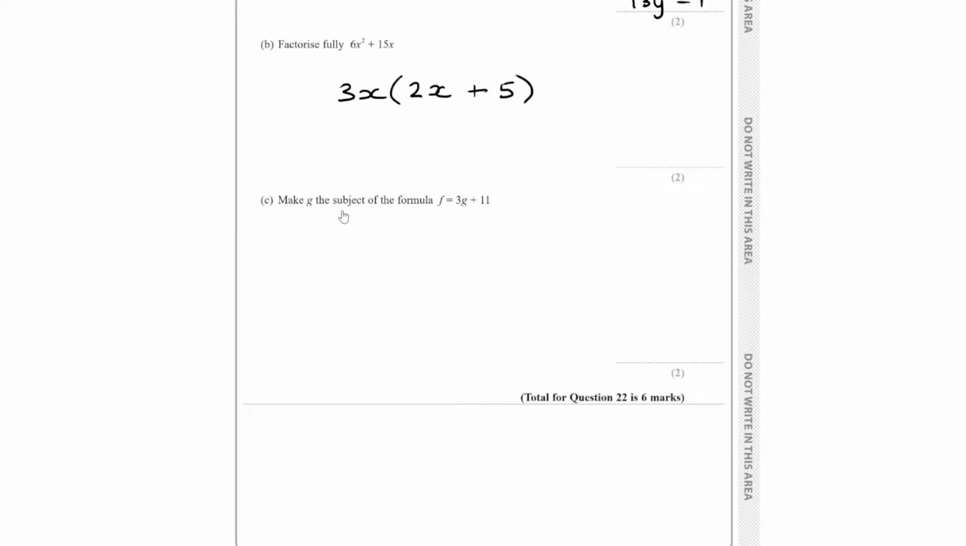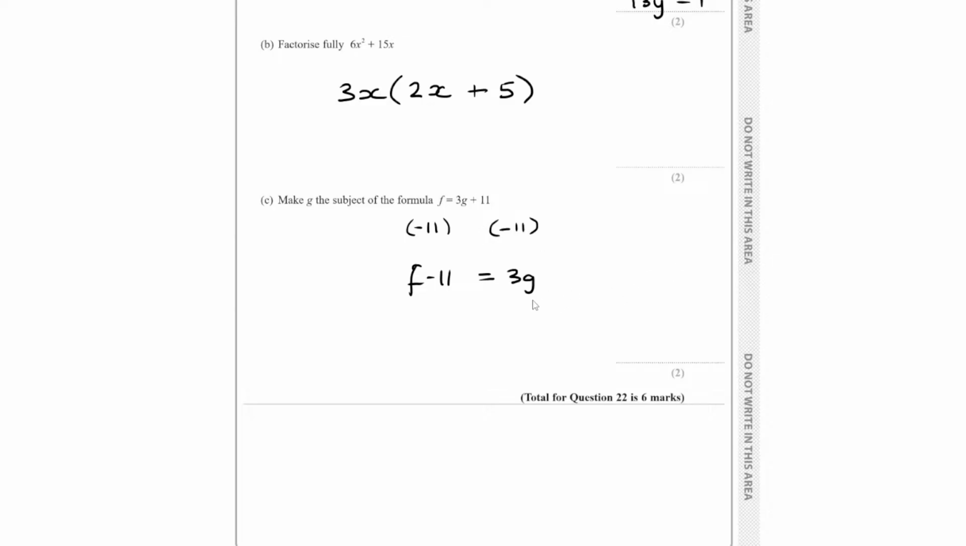Part C, make g the subject of the formula f is equal to 3g plus 11. So that means get g on its own. So the 3 is in the way, the 11 is in the way. I need to move them to the other side. So I would move the 11 first, do the opposite. So it's currently plus, isn't it? So I would have to take away on both sides. Obviously on the left it would subtract, so f minus 11. And on the right it would just disappear because it would cancel out, wouldn't it?